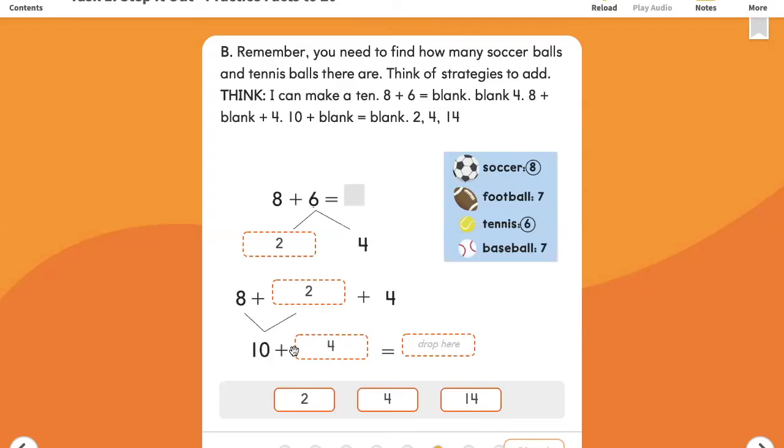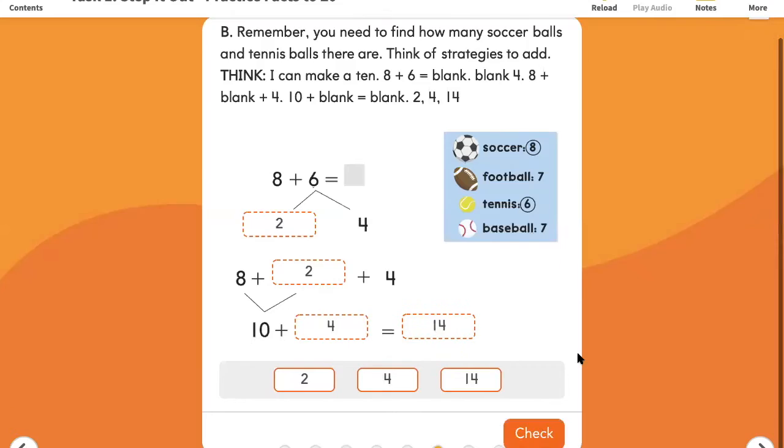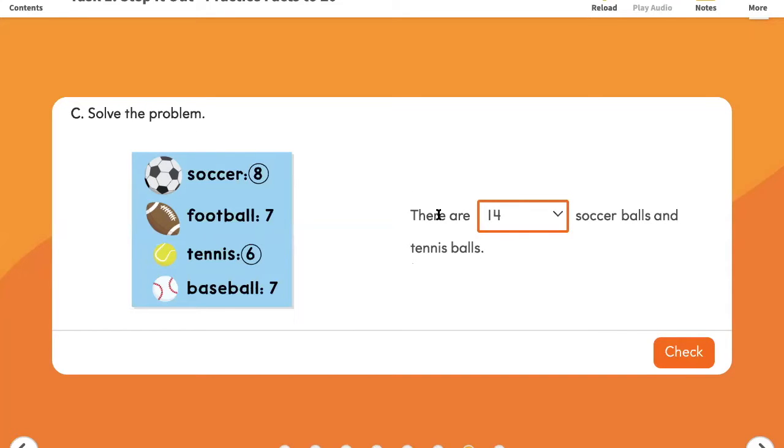So we will use the equation 10 plus 4 to find how many soccer balls and tennis balls there are. We know that 10 plus 4 equals 14. For letter C, we will say that there are 14 soccer balls and tennis balls. We know that 8 plus 6 equals 14.